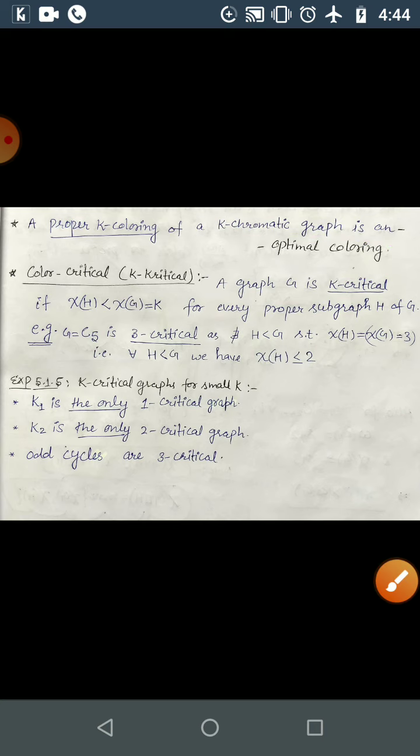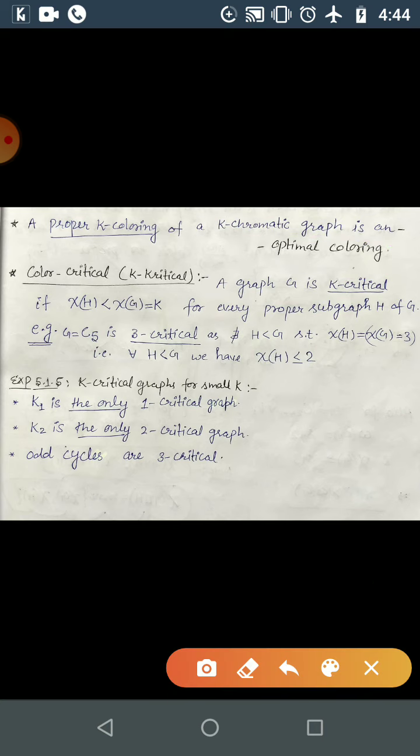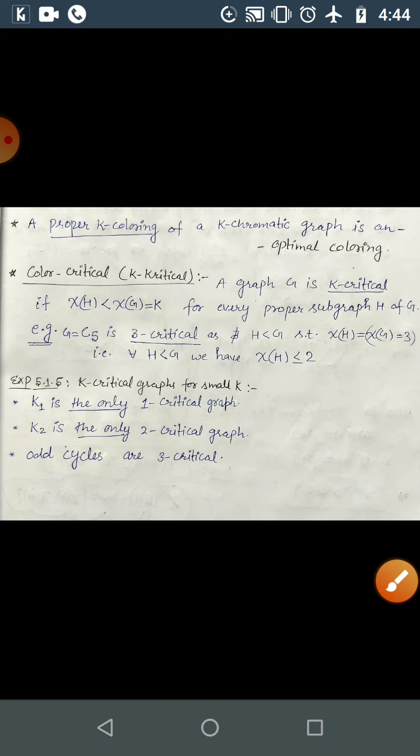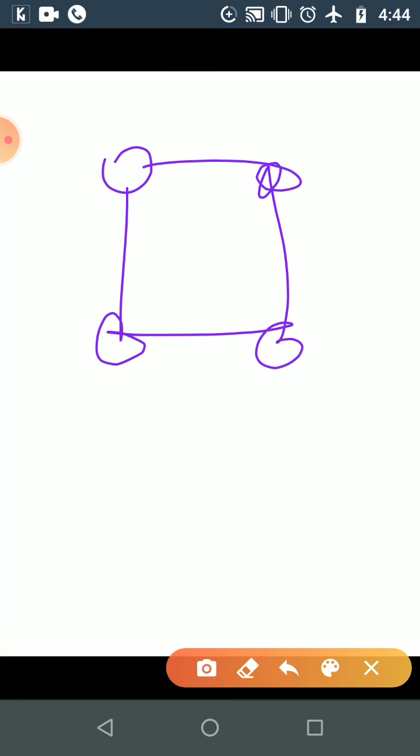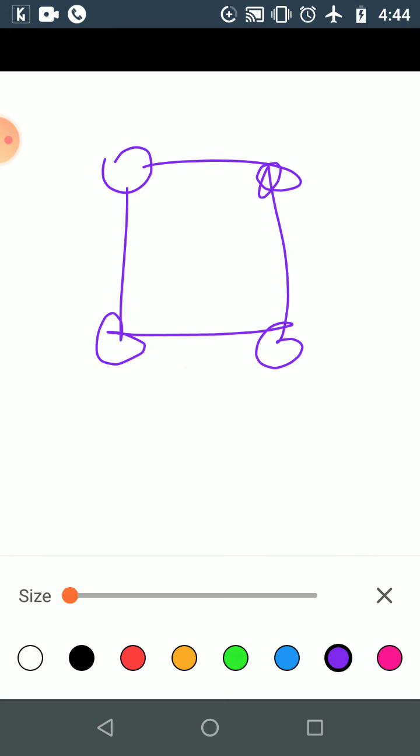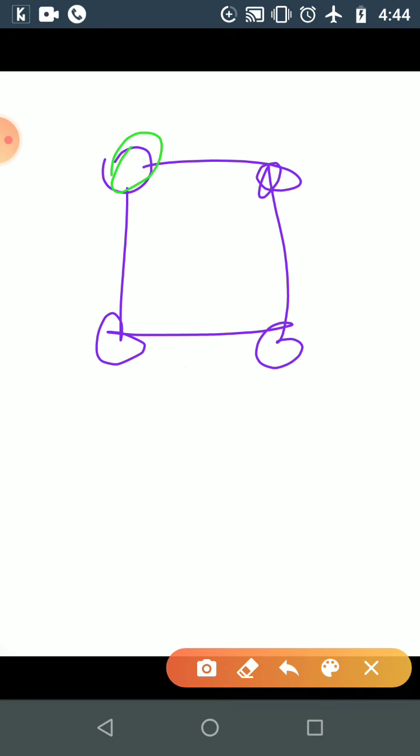Now come to color critical, or you can have some examples based on this. Optimal coloring, for example, you can just have C4. C4 is 4 colorable, 3 colorable, 2 colorable. For 3 colorable, you have this one and this one, and you can have some different color for this one and some other different color for this one. This is also 2 colorable, 4 colorable also.